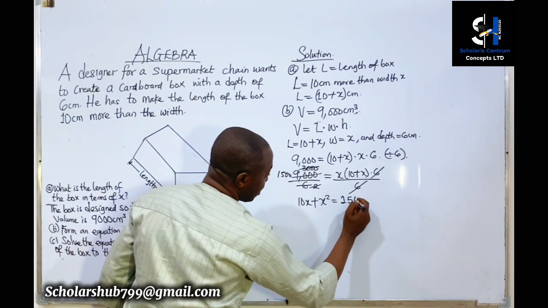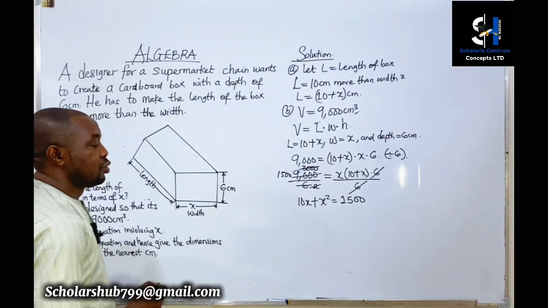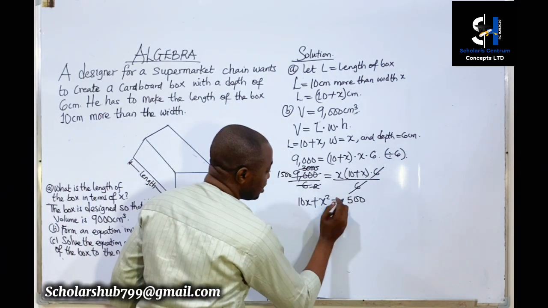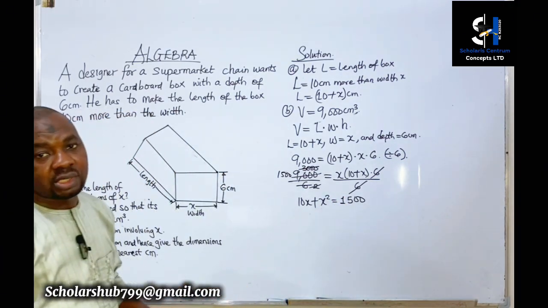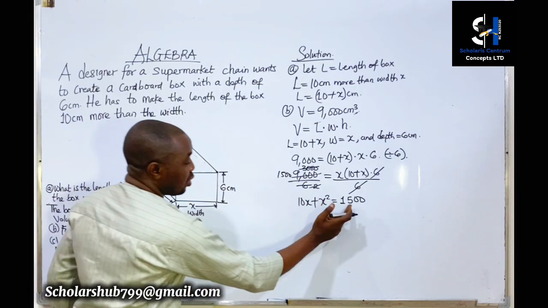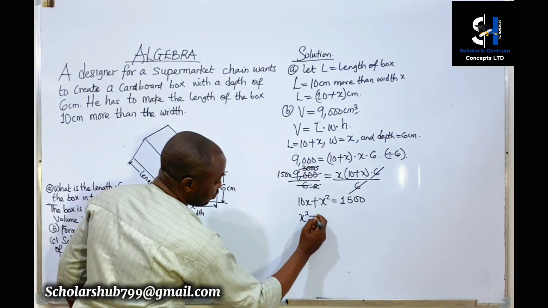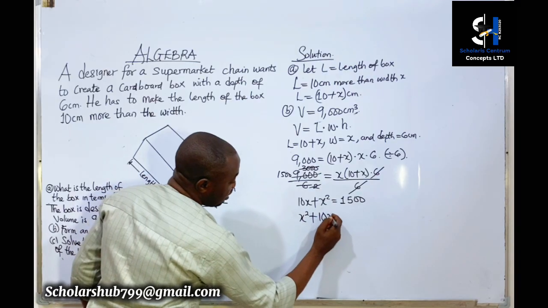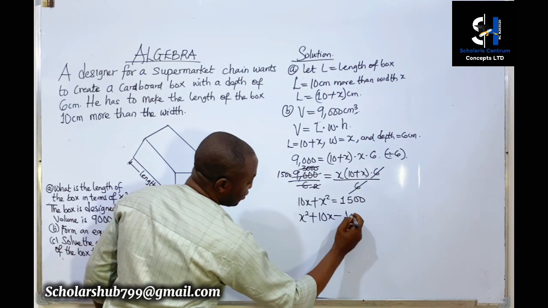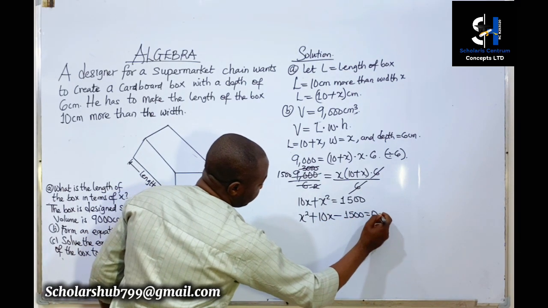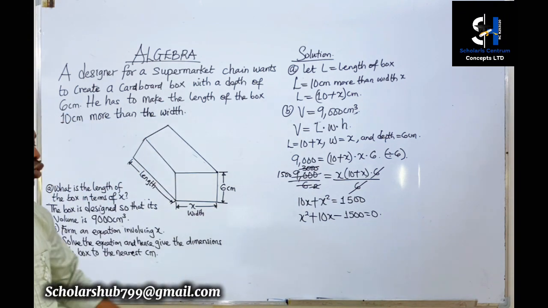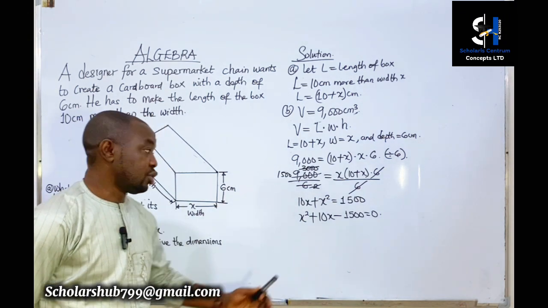So this will be 1,500. Now let's write this as a standard quadratic equation. I'll move this from the right hand side to the left hand side, so that the equation will be x squared plus 10x minus 1,500 equals 0. So we have a quadratic equation.